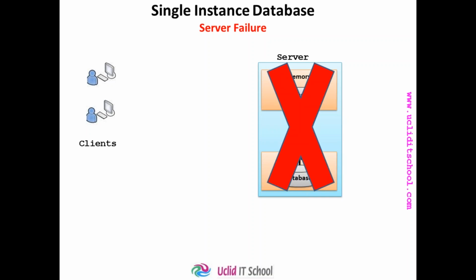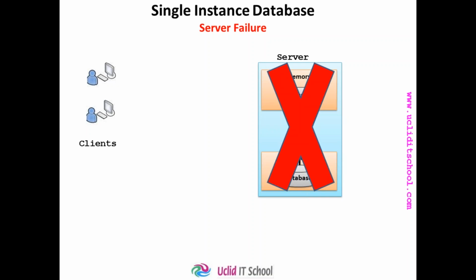So these are the two main drawbacks in a single instance database. When the instance fails, or when the server fails, your database is not available for transactions. So if it is a mission critical database, a business critical database, your business objectives cannot be met now. You are not meeting your SLA for database availability.